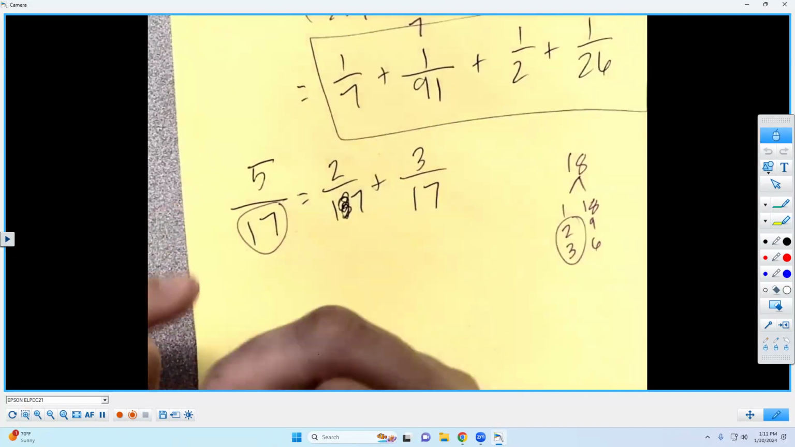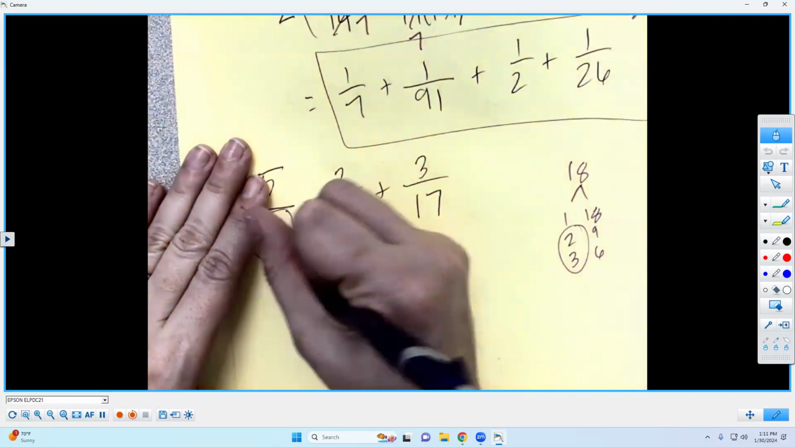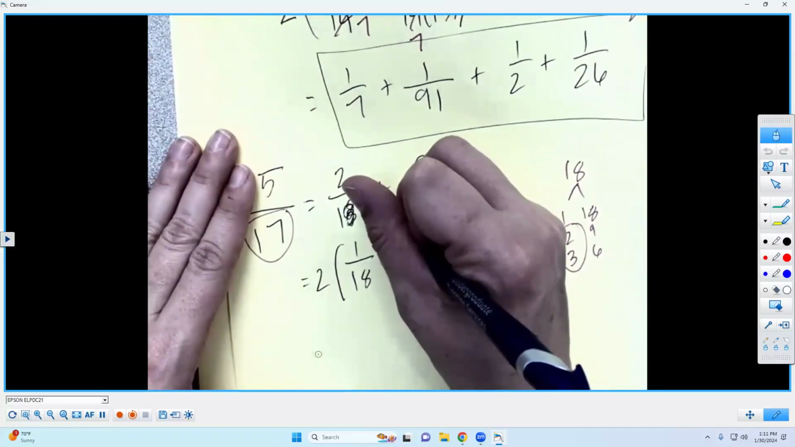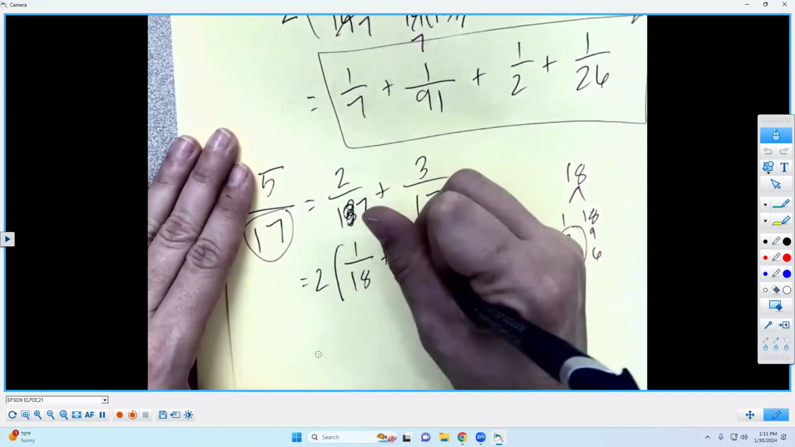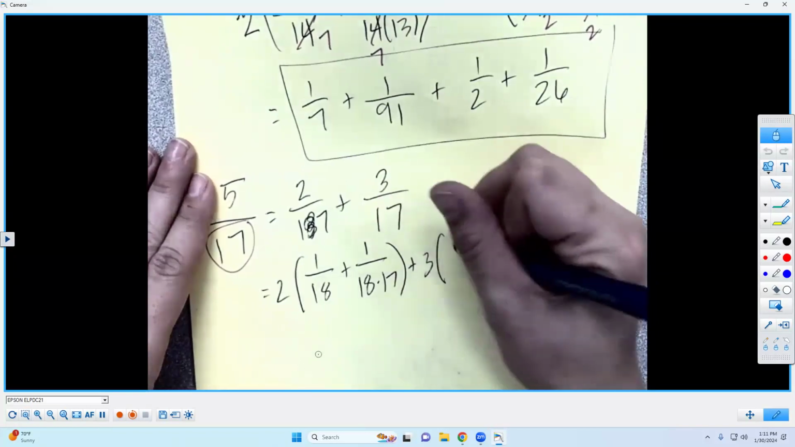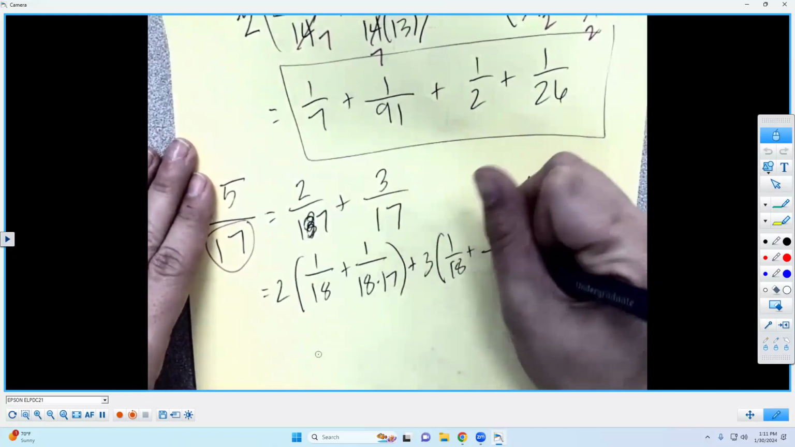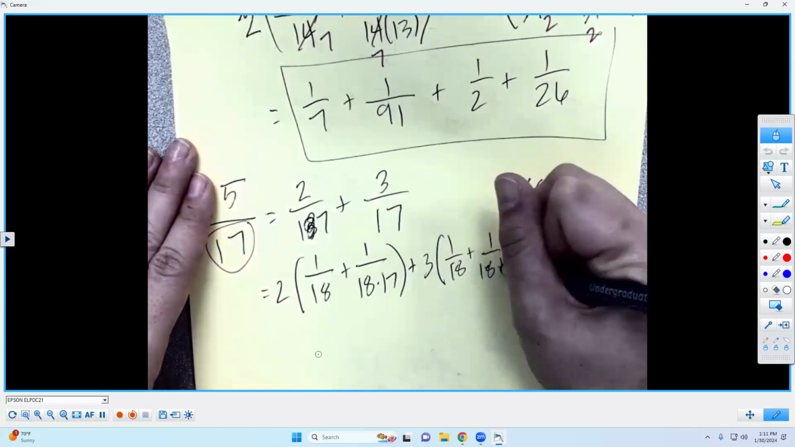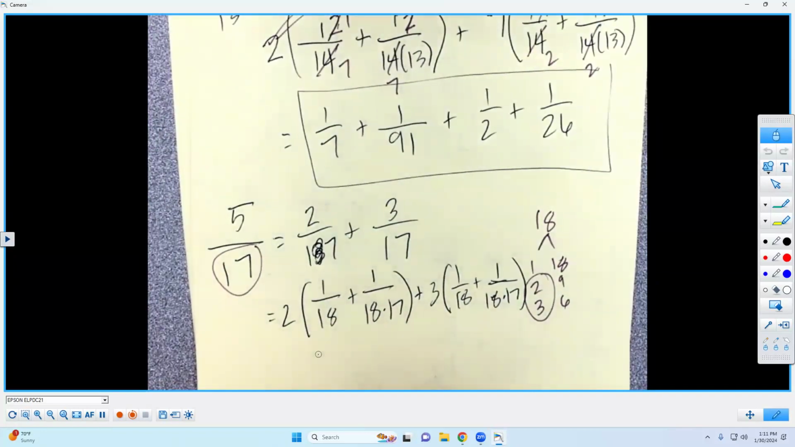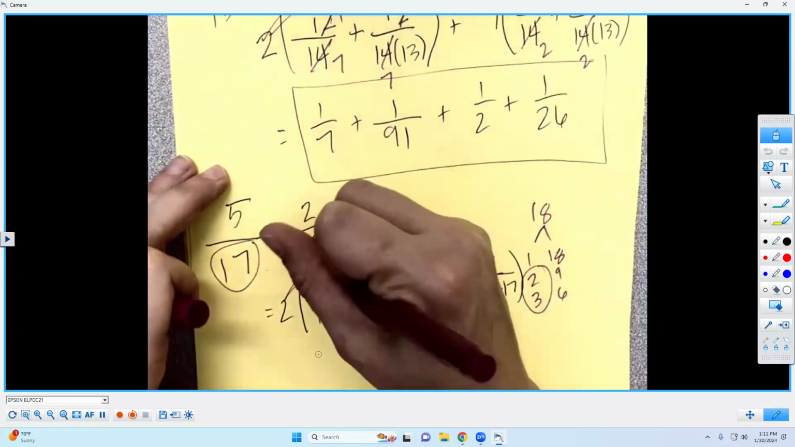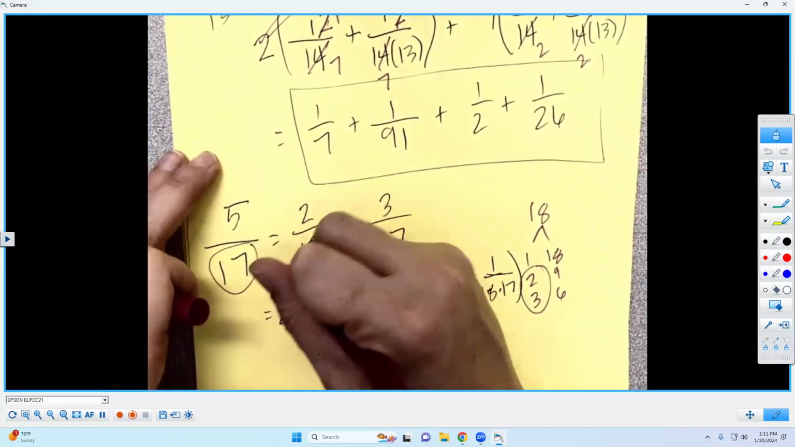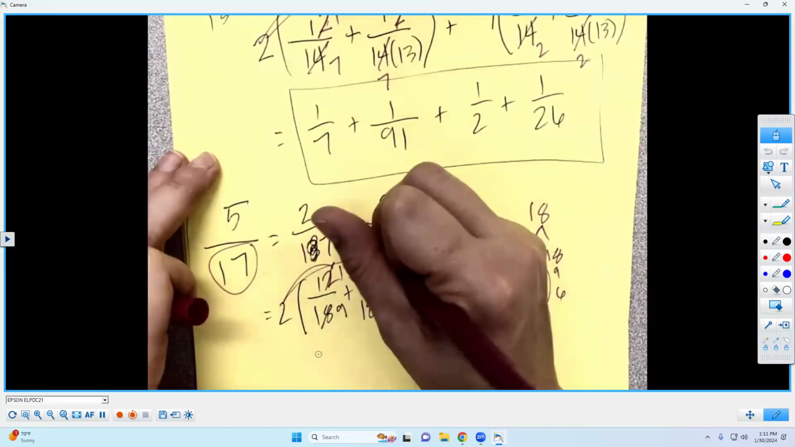So the 2 is going to be on the outside of the first one, of 1/18 plus 1/18 times 17. And then a 3 on the outside of the same thing. So I'm going to distribute the 2 in on top. I get 2/18 reduces to 1/9.